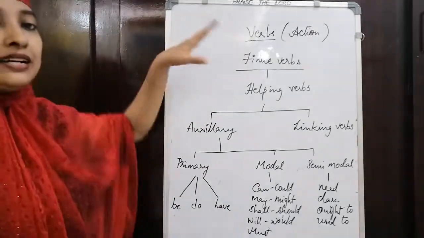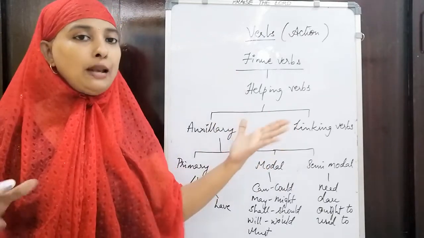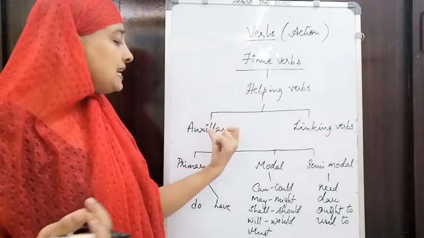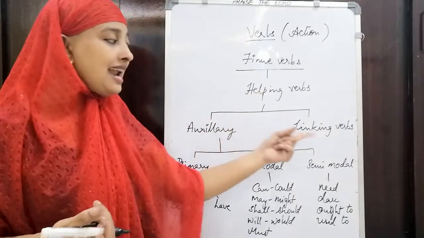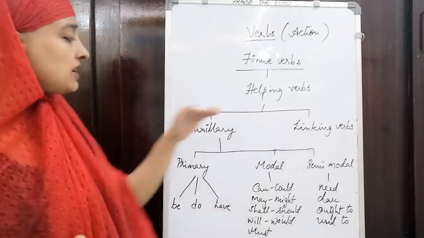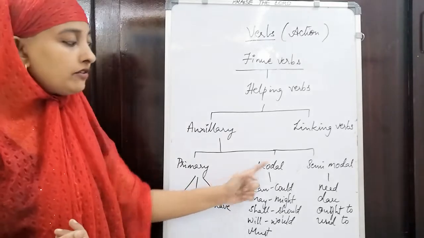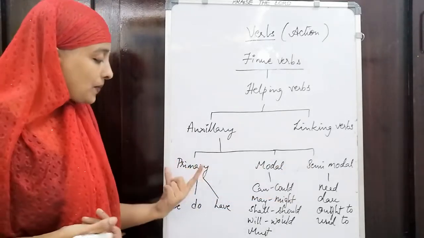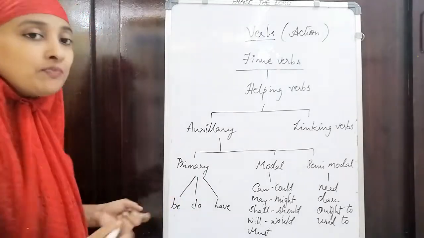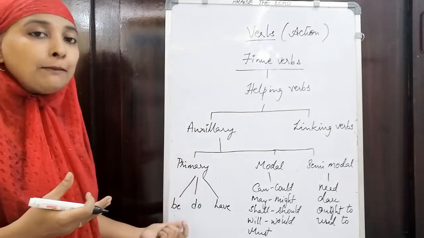So verbs are divided into finite and non-finite. Finite are divided into helping and main verbs. In main verbs, what are the types we have seen? Under helping verbs, they are classified as auxiliary and linking verbs. There is no further classification of linking verbs, but auxiliary verbs are further classified as primary auxiliary verbs, modal auxiliary verbs and semi-modal auxiliary verbs. Primary auxiliary verbs are be, do, have forms. What is be form? Like am, is, are, was, were, all these are be forms.